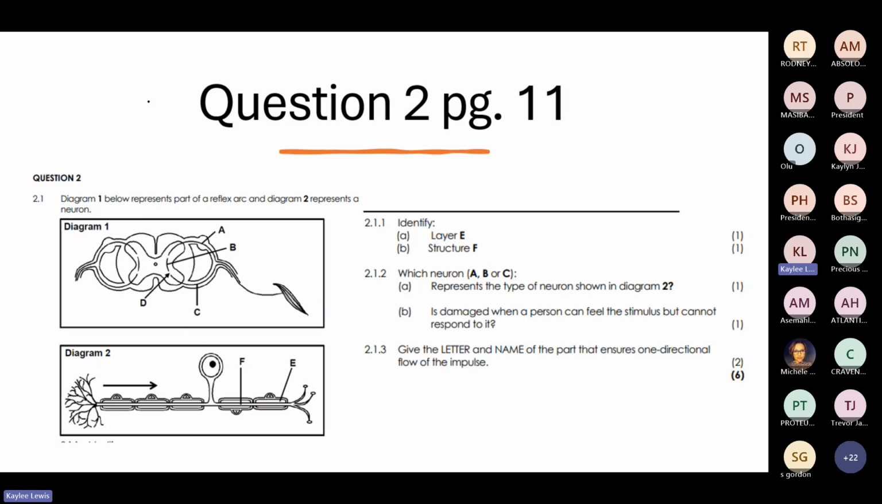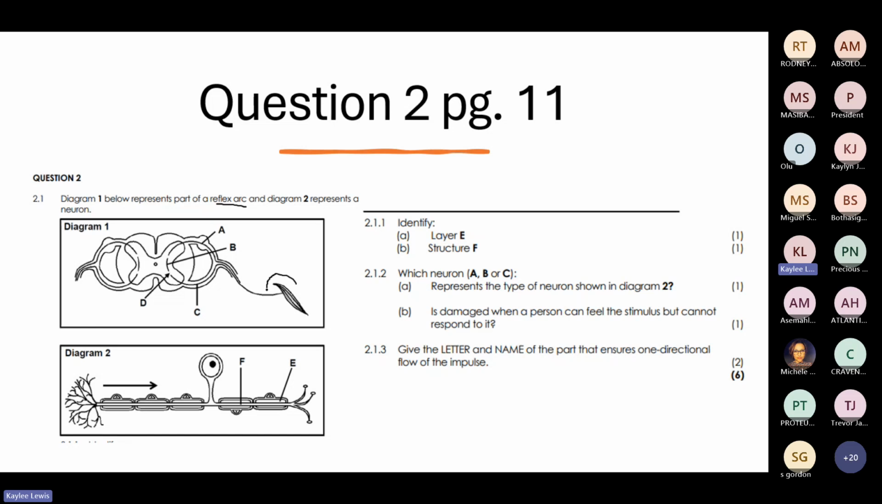Okay, so let's look at this one. 2.1, diagram 1 below represents part of a reflex arc, and diagram 2 represents a neuron. So again, before I even start looking at the questions, I like to orientate myself. If I look at diagram 1, it's telling me it is part of a reflex arc. But what is important is they are leaving out a few things here. So it's important that you figure out what all the different parts are. We don't know what is the sensory neuron and what's the motor neuron yet, because they're not showing the pathway of impulses. But now you have to apply your knowledge.